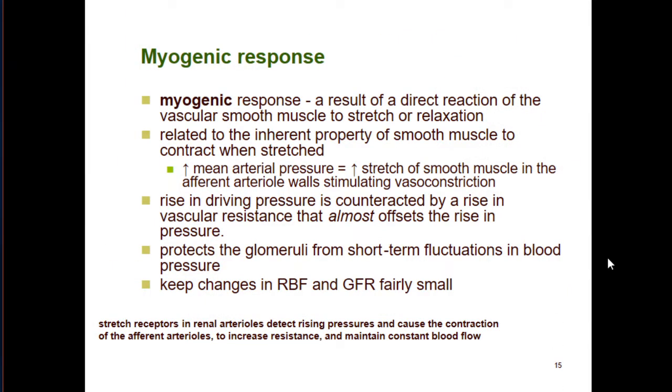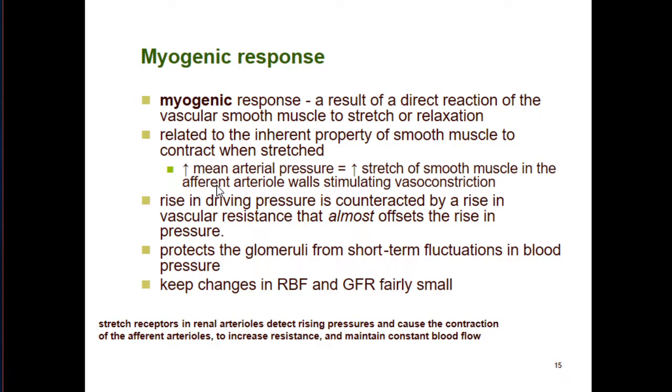So the first case which we will talk about is the myogenic response. Actually, you had that when you were studying smooth muscle tone in blood vessels. The myogenic response is a result of direct reaction of the vascular muscle to a stretch or relaxation, most commonly to the stretch. So what happens in this case? If mean arterial pressure increases, it leads to stretching of smooth muscles in the afferent arteriole wall. Due to the stretching, calcium channels will be opened and calcium rushes in. And as you remember, you need calcium for contraction, and that's what leads to vasoconstriction. And the opposite is also true.